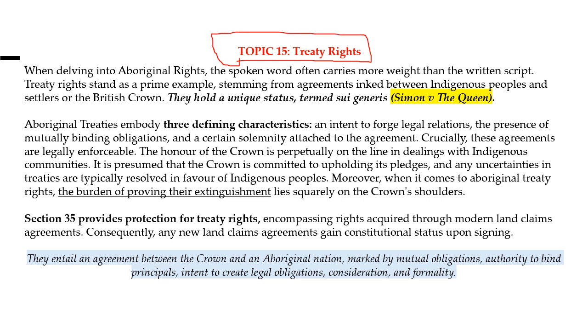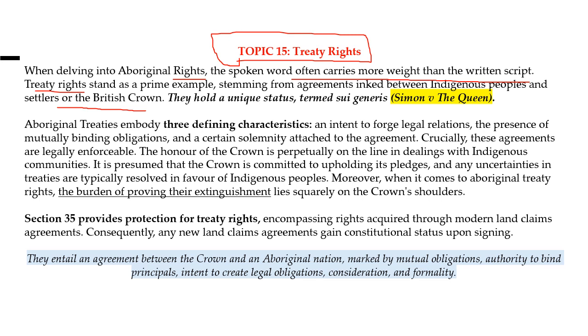Treaty means agreement. What kind of agreement? These agreements were inked between indigenous people, settlers and the British Crown. When delving into Aboriginal rights, the spoken word often carries more weight than the written script. We do not always go by the written things when it comes to Aboriginal rights, because their rights and interests are the most important thing that we have to protect. But still we have a few written scripts in the form of treaty rights.